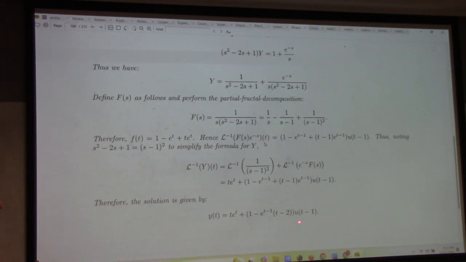And so there are two pieces to the answer. There's the part which is determined by the initial condition, and then this is the part that comes as a response to the system having the force turned on at time 1.